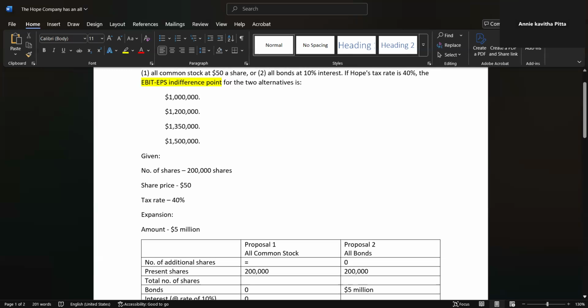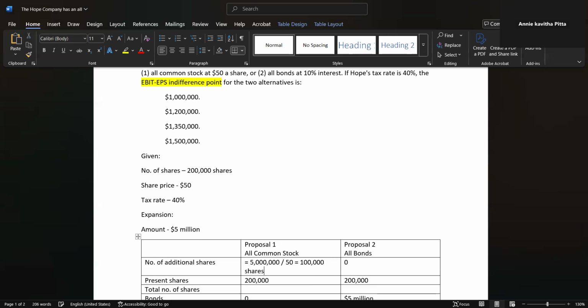So how many shares would they be issuing? Each share is worth $50. Now they want 5 million. So 5 million divided by 50 would be the number of additional shares. 5 million divided by 50 gives us 100,000 shares.